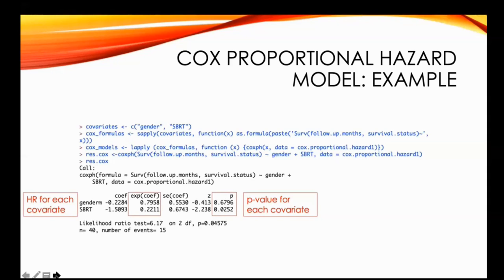So that's essentially a 78% reduction in mortality with SBRT in this data set. And the p-value for the overall model is just less than 0.05 on the likelihood test ratio. The likelihood test ratio is appropriate for a small data set like this. You can also get the Wald and other p-values for models too.